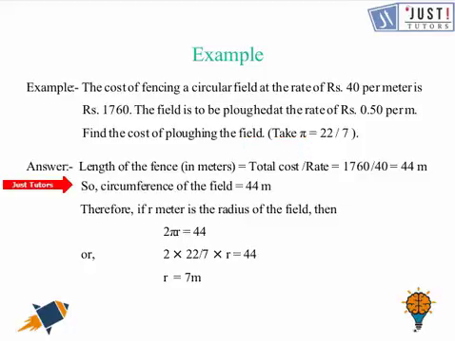In the solution, let's start by finding the length of the fence. The length of the fence can be calculated by dividing the total cost by the rate per meter. So 1,760 divided by 40 equals 44 meters, and this is the circumference. We know the formula to find the circumference: it is 2 pi r. So equating the two, we get the value of r as 7 meters.